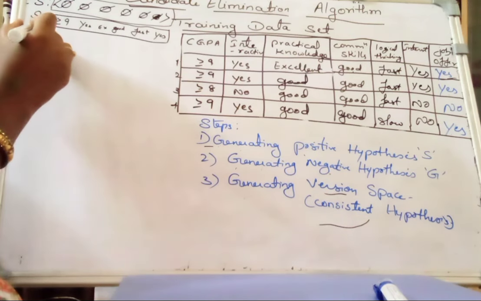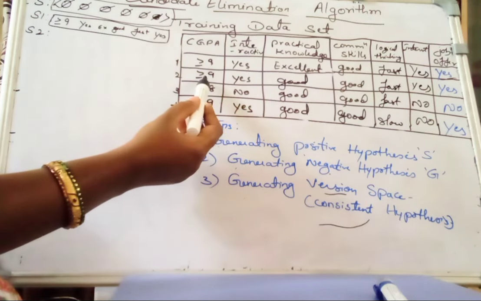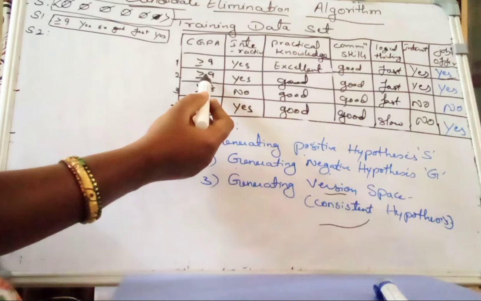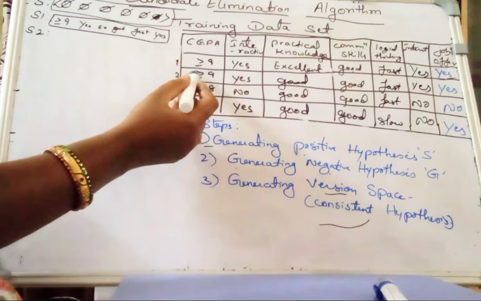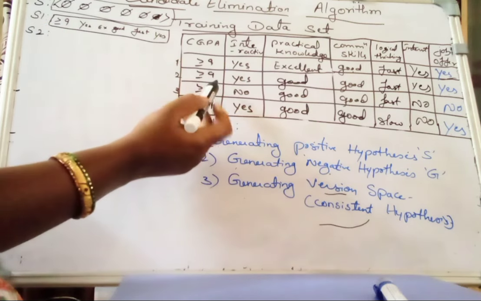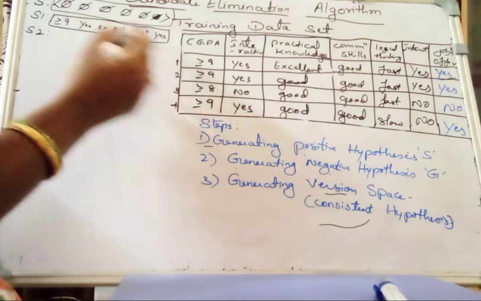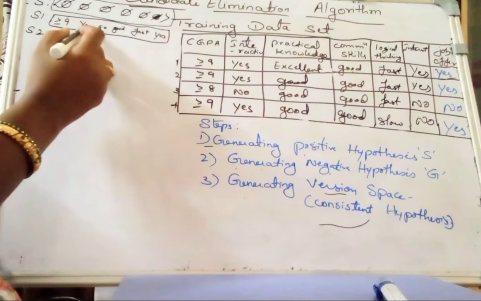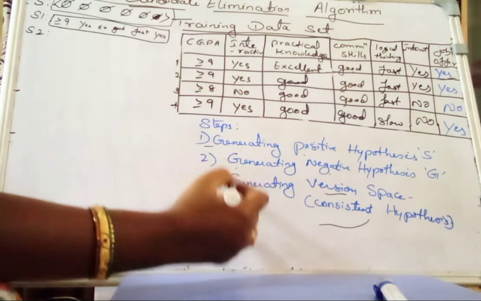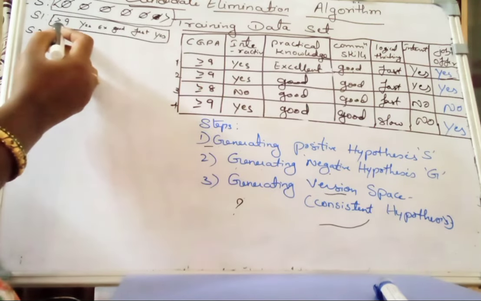Now see my S2. Next I have to generate my hypothesis S2. To generate S2, see the second row, where you have greater than or equal to 9 here. To generate the new hypothesis S2, you have to see instance I2 and compare it with the previous hypothesis S1. If the same symbols are there, just keep them, and if you have different values, you have to put a question mark. And here also you have greater than or equal to 9 in the S1 hypothesis.